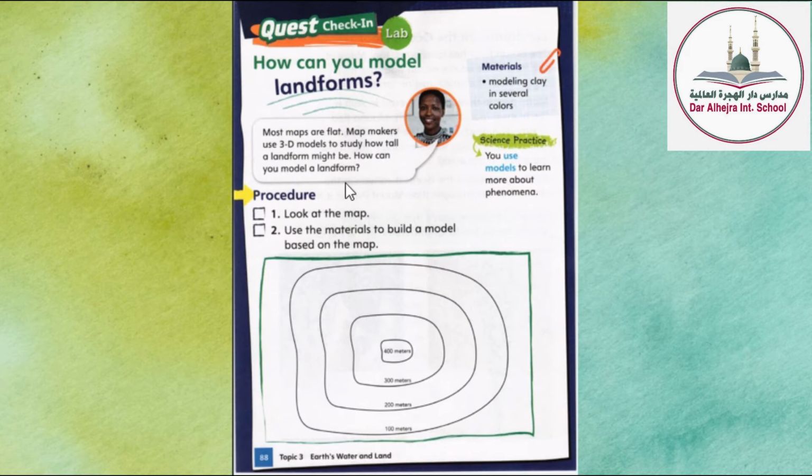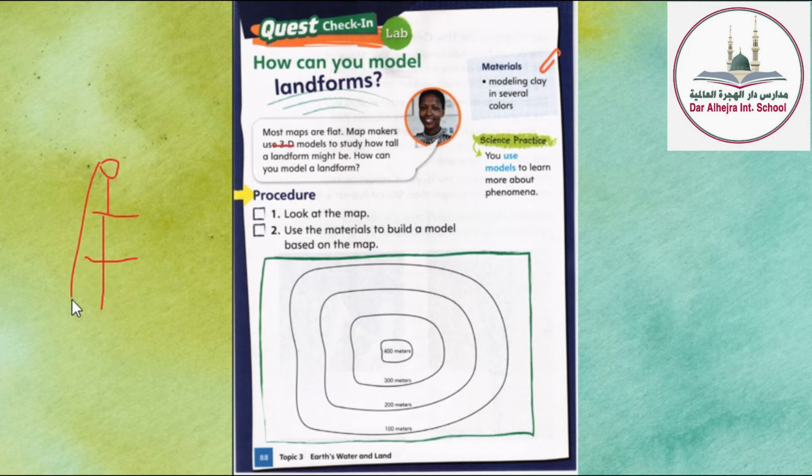The next page is just an activity, but we are going to discuss this activity together. This map has 4 different heights on it. It shows us how to make a 3D model using these heights. If we have 400 meters, this is my highest point, so I'll stop at this point. If I go down, this is 300 meters, and then after it there is 200 meters, and then 100 meters.